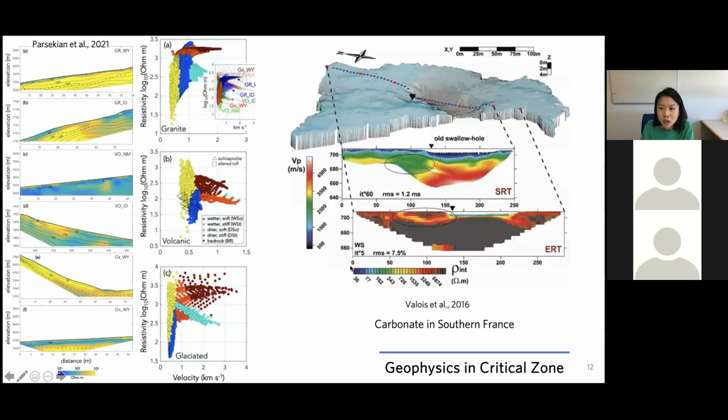And finally, I want to show you another example done by Valois et al. 2016 in a carbonate region in southern France. In this study, the authors show that shallow time-lapse ERT and time-lapse seismic refraction tomography correlate very well with the hydraulic data, and both the resistivity value and the velocity decrease with the increase in rainfall. They also believe that the very strong variation of the velocity is due to the dissolution of the dolostone in this region.